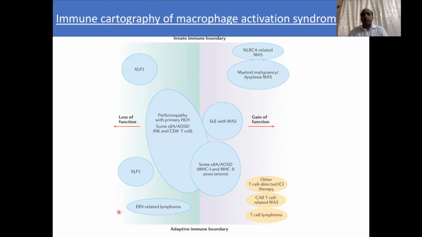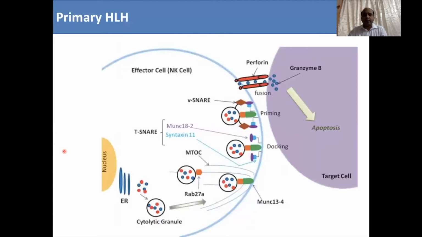So there is some overlapping pathology, like perforinopathy, or systemic onset JIA or adult onset Still disease associated MAS. They can have both gain of function and loss of function. So there are some gray areas which can lead to macrophage activation syndromes. What is the primary mechanism of primary HLH or macrophage activation syndrome?